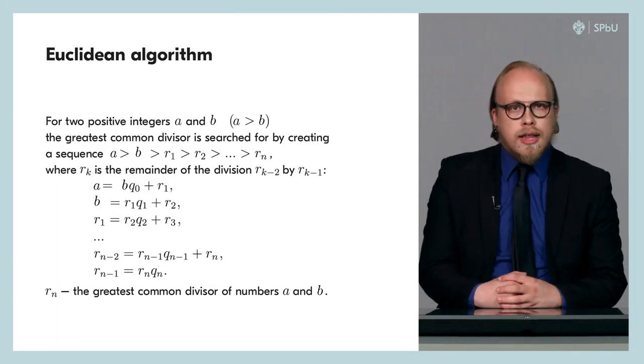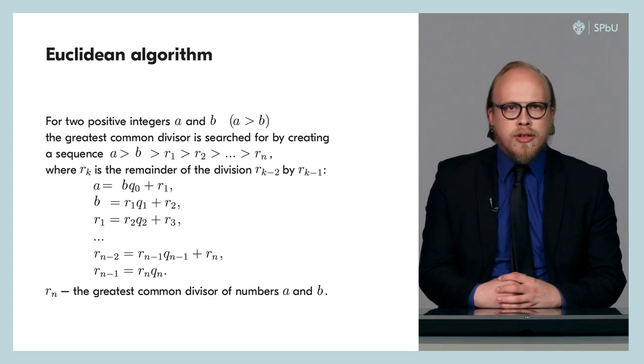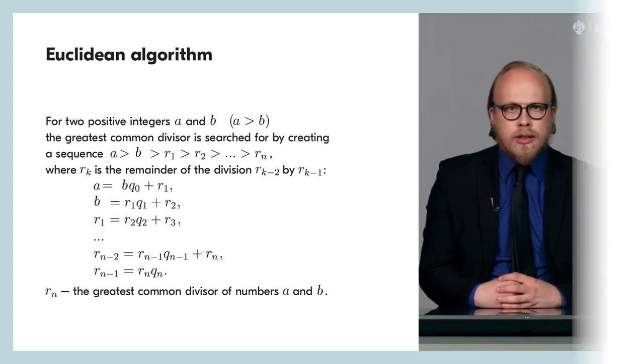Let's now formulate the classical Euclidean algorithm. According to this algorithm, for two positive integers a and b, among which a is greater than b, the greatest common divisor is sought by composing the strictly decreasing sequence of numbers a, b, r_2, r_3, and so on up to r_n, where the number r_k is the remainder of dividing the number r_(k-2) by r_(k-1). The last number r_n of this sequence is the greatest common divisor of the numbers a and b.